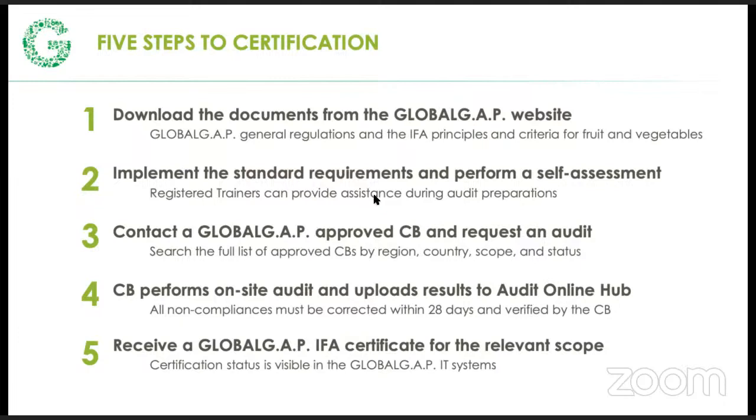So once you're ready, you contact an approved certification body. And these are broken down by region and country. As of today, in 2023, we don't have a certification body in Zambia that is registered with Global GAP. I'll talk a little bit more about that on the next slide. But essentially, you'd contact them and say, I'm ready. I would like somebody to inspect so that I could get this Global GAP certificate.